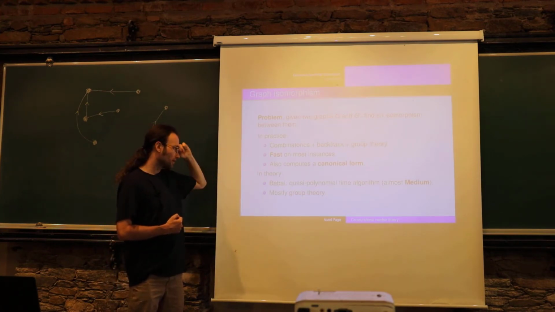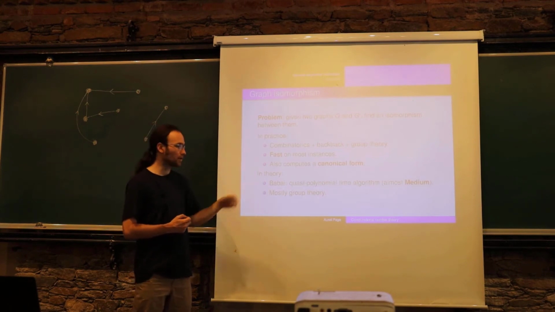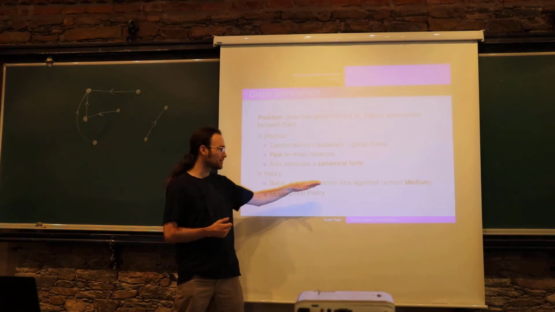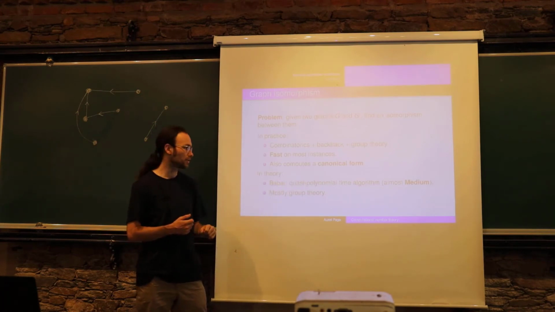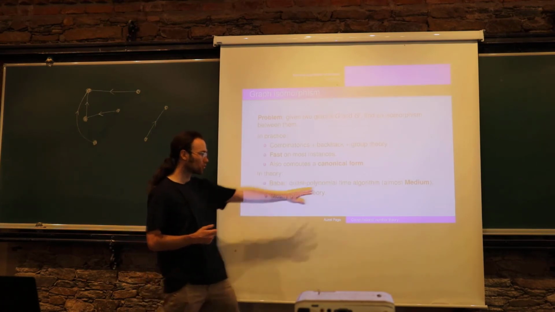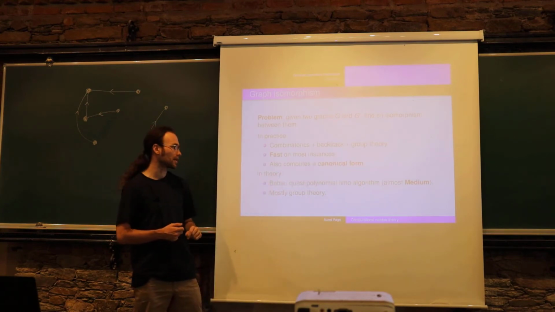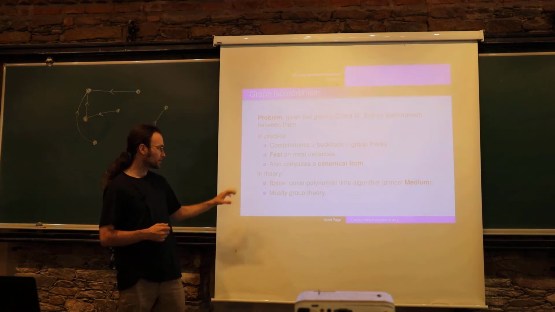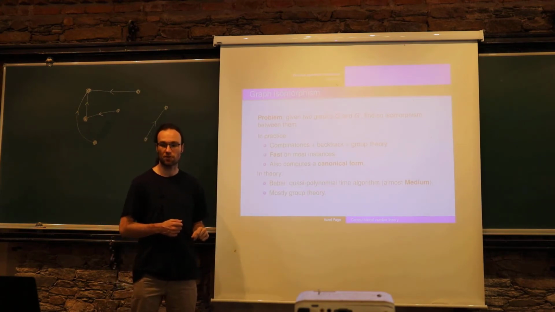In theory, the situation is actually fairly good also, because we know that there exists a quasi-polynomial time algorithm to test isomorphism. So it's also almost in the polynomial time class. That's a recent result of Babai, and it's an algorithm that mostly uses group theory.